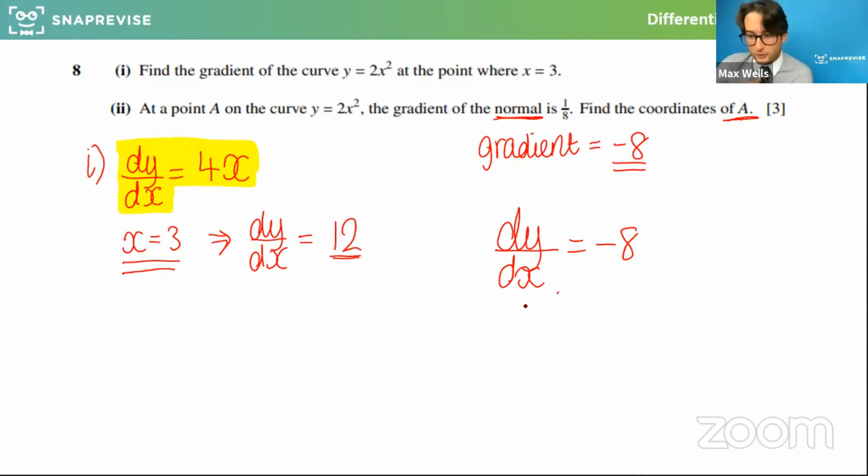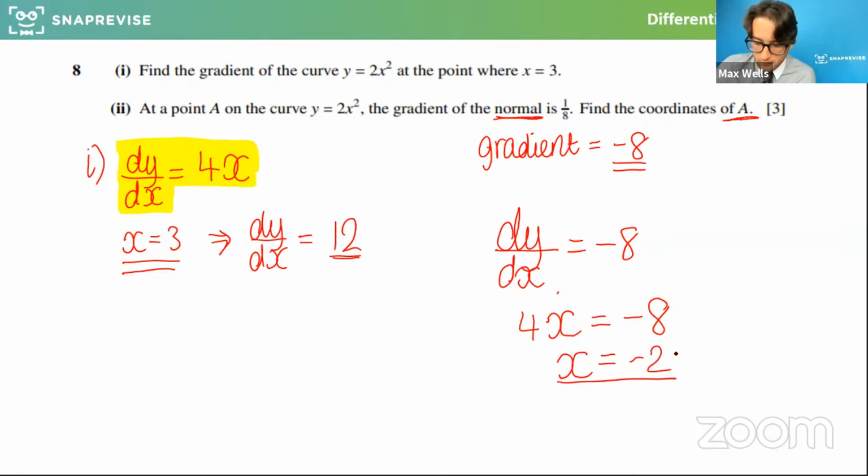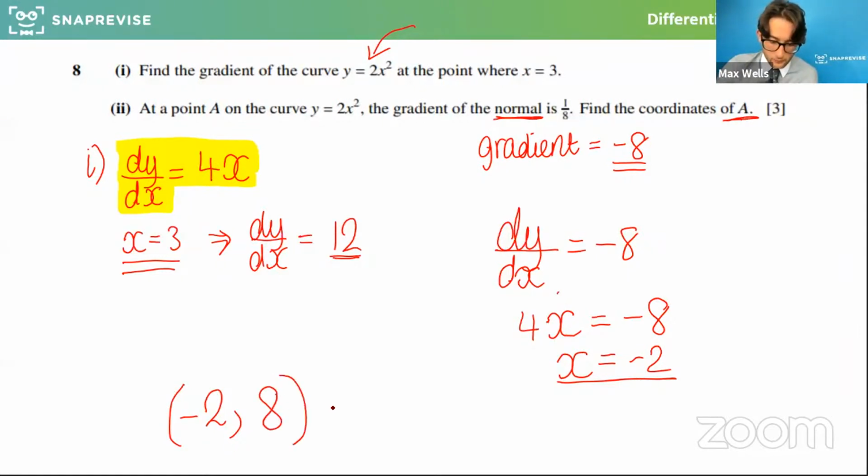But yeah, brilliant point. So what we're going to do is solve when that gradient function is equal to -8. So x would be equal to -2. And then you think, great, I've solved it. Just be careful as well that it did also say find the coordinates, so we need to get the y value. So the coordinate would be -2, and then -2 squared is 4, times 2 is 8. That would be the coordinate of A.